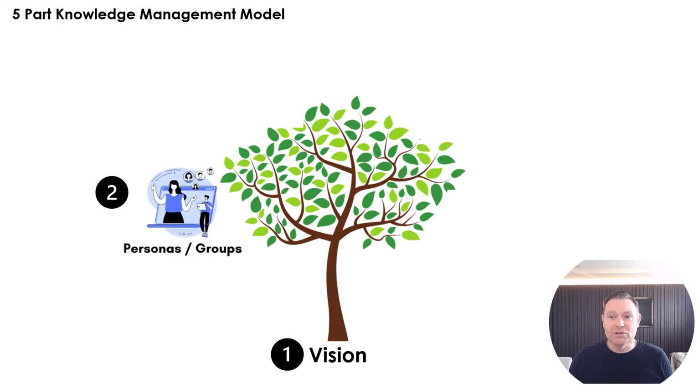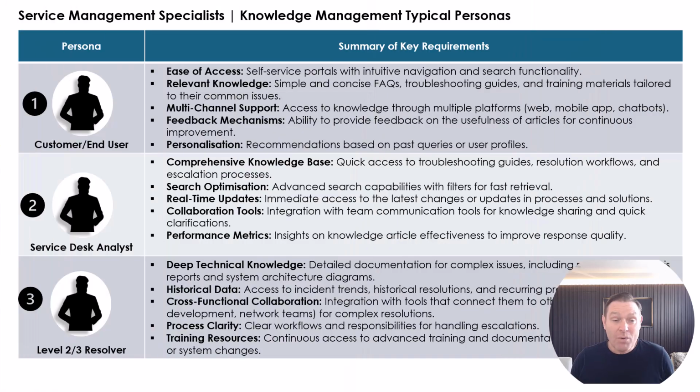The second part around your knowledge model is really looking at your personas. Now, personas are really identifying the knowledge consumers within your organization. So we're really thinking about who are all the people: service desk agents, end users, level 2 and level 3 teams, perhaps even vendors. So you want to be able to tailor content and the format to suit each group. One size doesn't fit all.